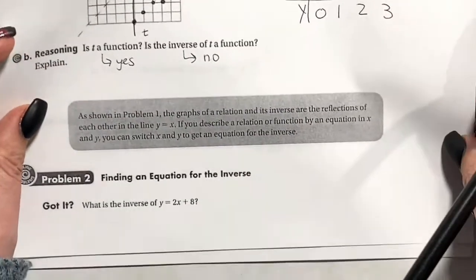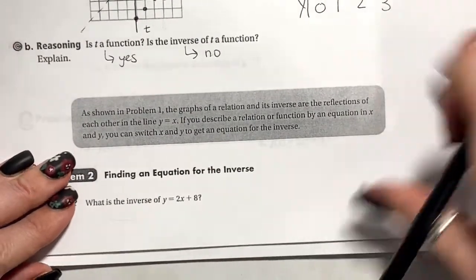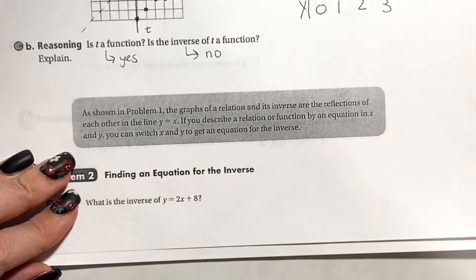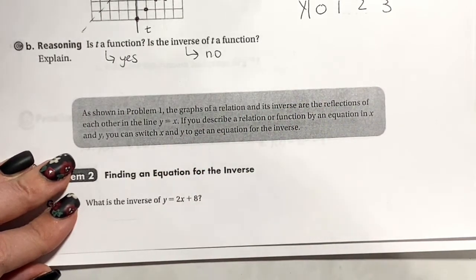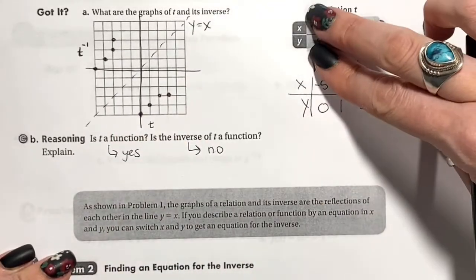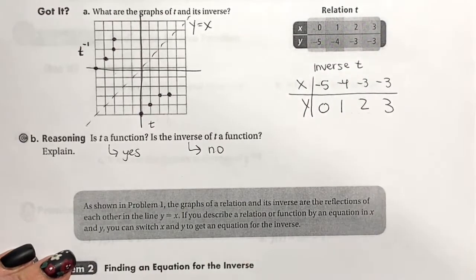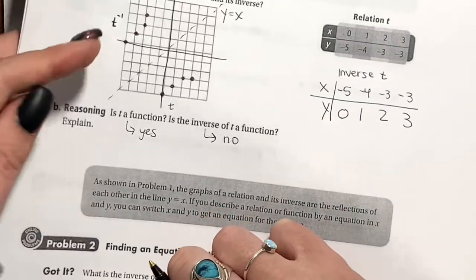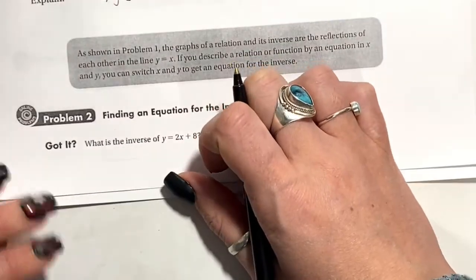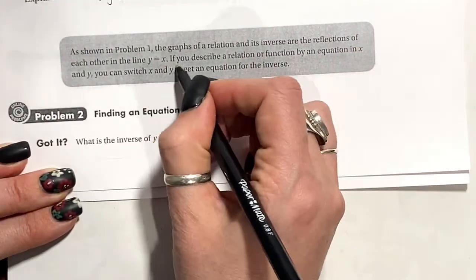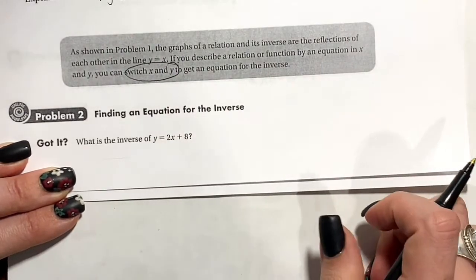So in that problem, those graphs show an inverse, and that they're reflections of each other along the line y equals x. If you describe a relation or a function by an equation in x and y, we just switch these columns' places, right? The x's and y's just switch. And if we want to do that for an actual equation versus the graphs or the points we were looking at, we're going to do the exact same thing. We're going to switch x and y.